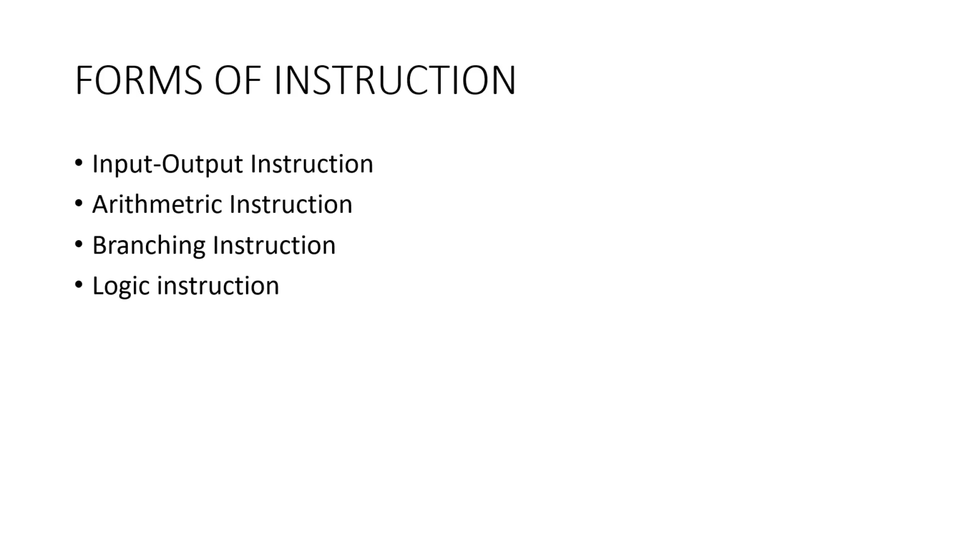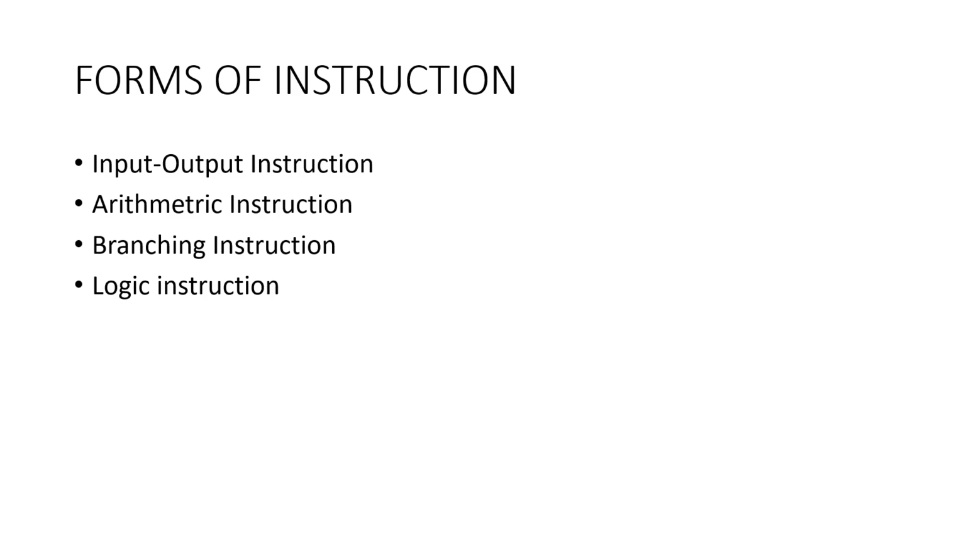Before I go to the branching instruction, the arithmetic instruction is just like we have in our arithmetic. We can have add, subtract, divide, multiply. So these are the instructions for the arithmetic instruction. Then the branching instruction causes the computer to alter the execution of the instruction within the program. It will make the computer change the execution of the instruction within a program. That is the branching instruction.